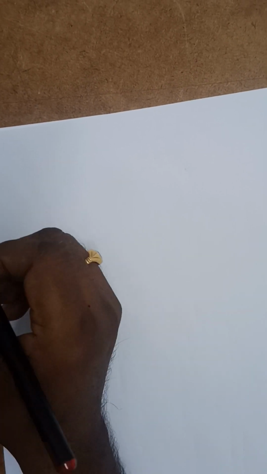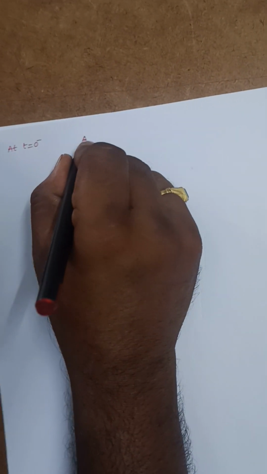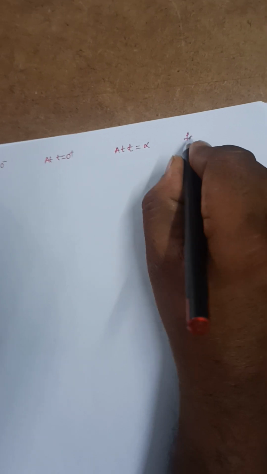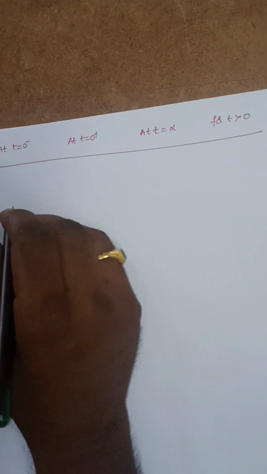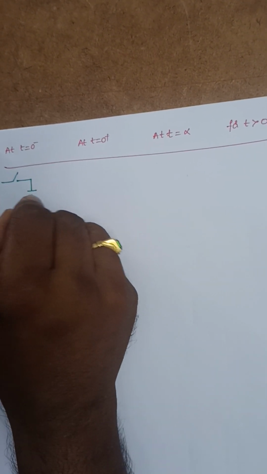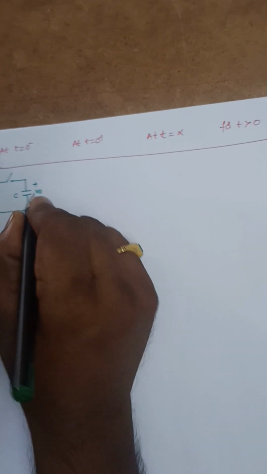That is, at t is equal to 0 minus, at t is equal to 0 plus, at t is equal to infinity, for t greater than 0. How will be the circuits here? How will be the capacitor representation of these capacitors? At t is equal to 0 minus, this will be the capacitance, and the initial voltage is V0, the initial voltage at t is equal to 0 minus.